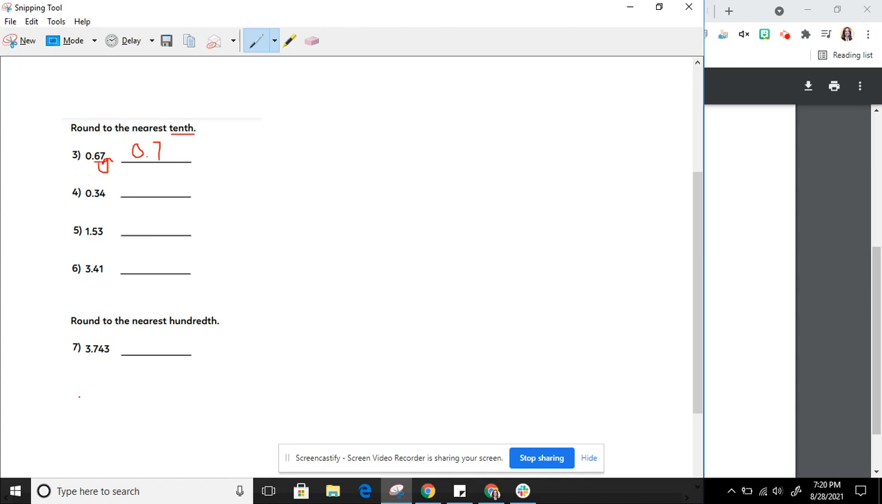And then for 7 through 10, you're rounding to the nearest hundredth. So you're going to find the digit that's in the hundredth value. In this case, it's a 4. You're going to look at the number to the right. 5 or higher, the number rounds up; 4 or below, it stays the same. So this 4 is going to stay the same. So it would be 3 and 74/100ths.